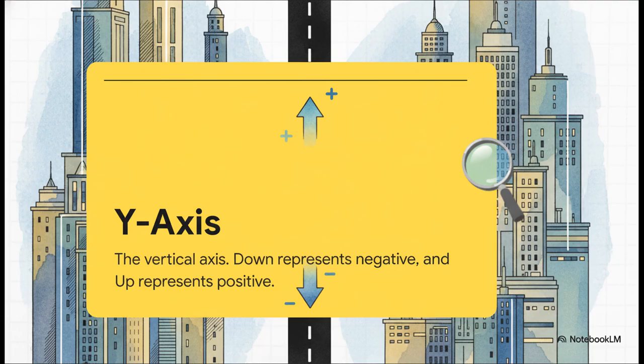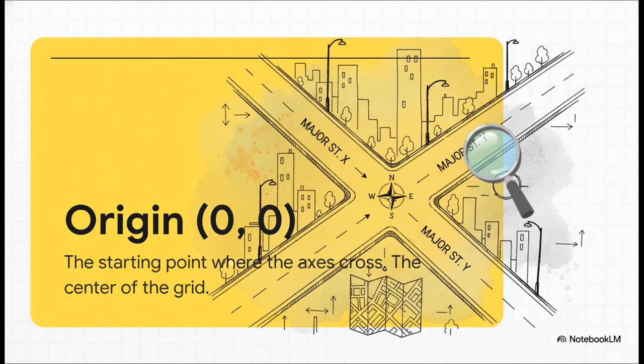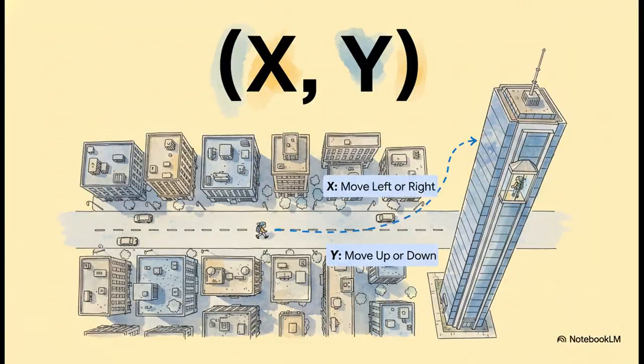Now, you can't have a city with just one road, right? You need a crossroads. So our second main street is the y-axis. This one runs vertically, think north and south. Traveling up, that's positive. Heading down, that's negative. And that spot where these two huge streets intersect, well, that's the heart of our city, the dead center of everything. We call it the origin. Its official address is (0, 0), and it's where we start every single time we need to find a new location.